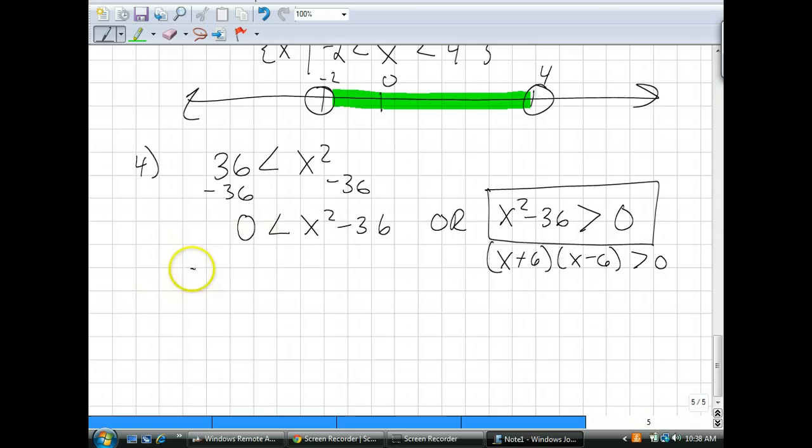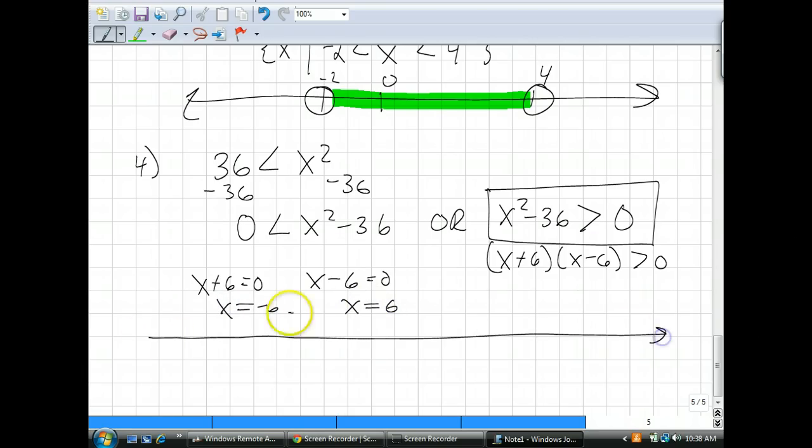Take each factor, set it equal to 0. And so those are what we remember we call our critical points. So here's -6, here's +6, and those critical points divide our number line into 3 sections this time. Pick a number in each section. So I'm going to pick, say, -7, 0 is a real good one here, and +7.